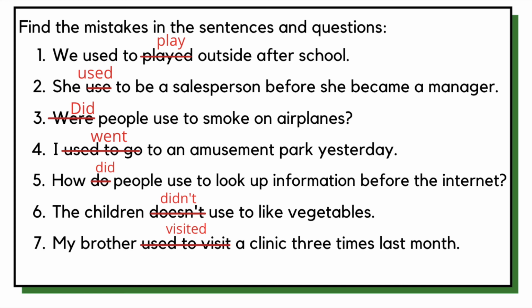Number 5 says, how did people used to look up information before the internet? Number 6 says, the children didn't used to like vegetables. And number 7 says, my brother visited a clinic 3 times last month. We're using the past simple tense because this is talking about a number of times in the past.